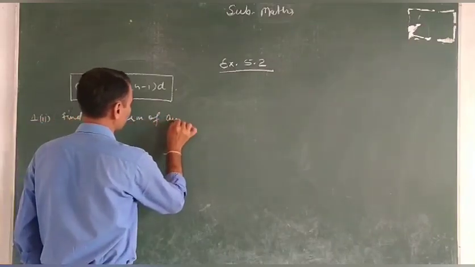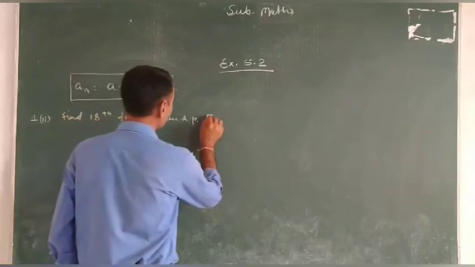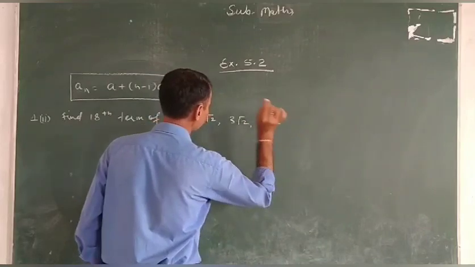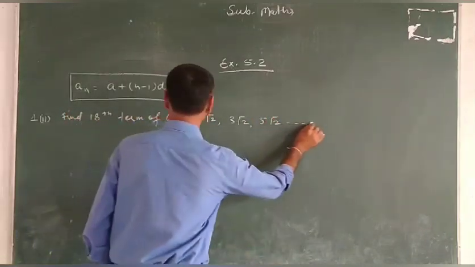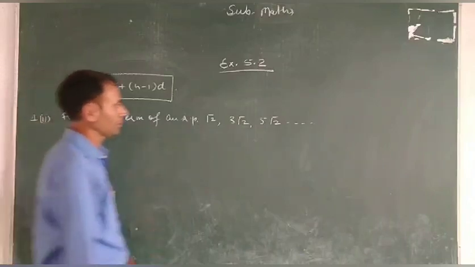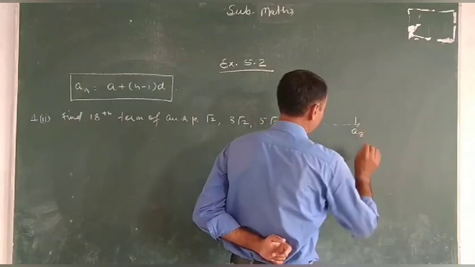Find the 18th term of an AP: root 2, 3 root 2, 5 root 2 and so on. We have to find the 18th term of this, A18.